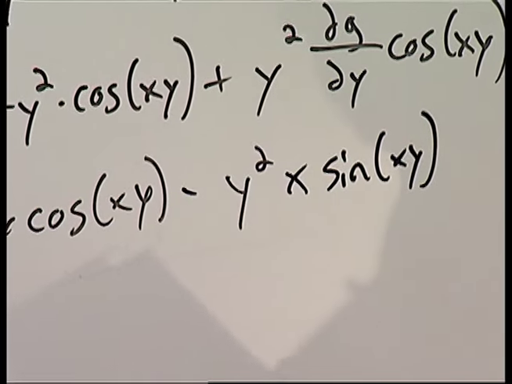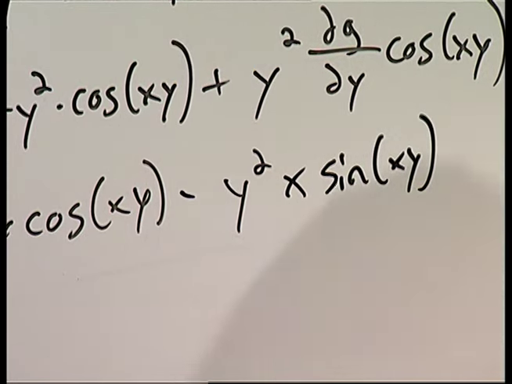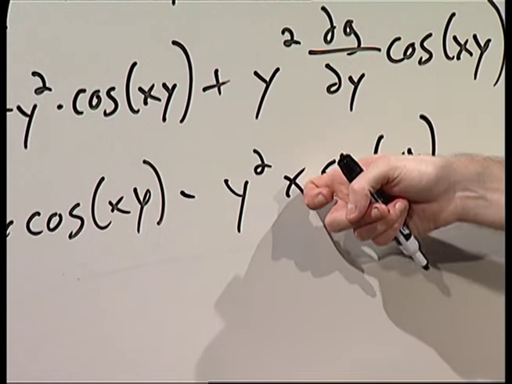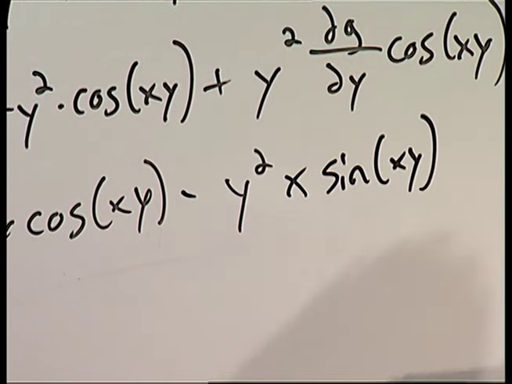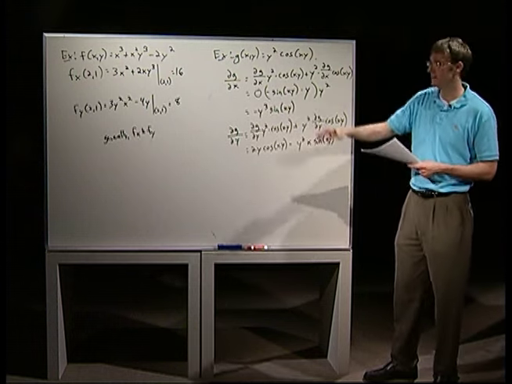And that is about as simple as it's going to get, this expression here. So again, here the x was a constant. It came out, and we ended up with a sine of xy. Okay. So there are a couple of examples of how to do this.